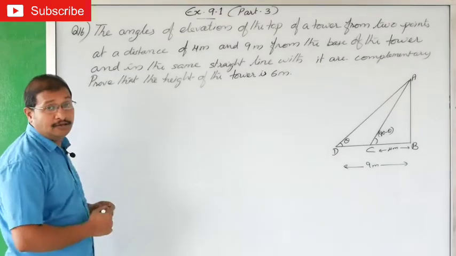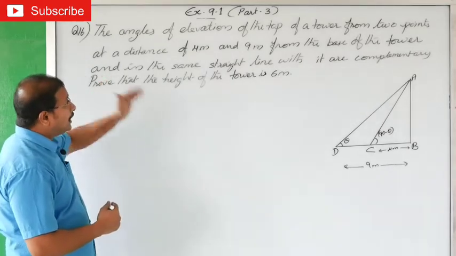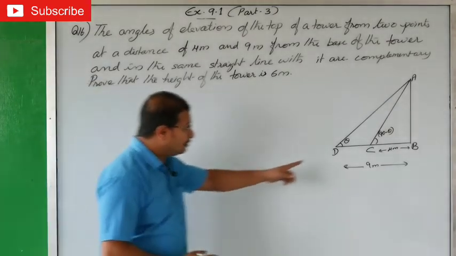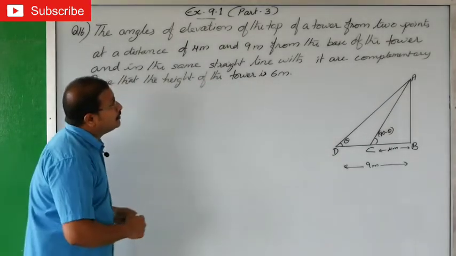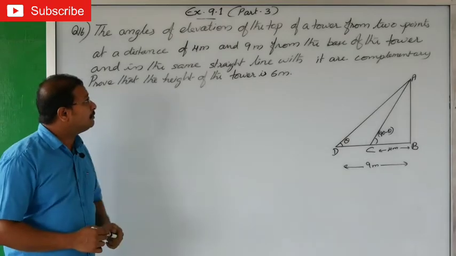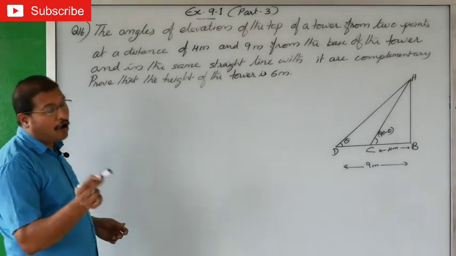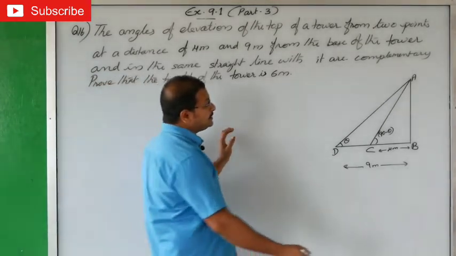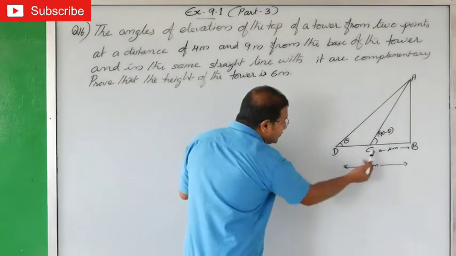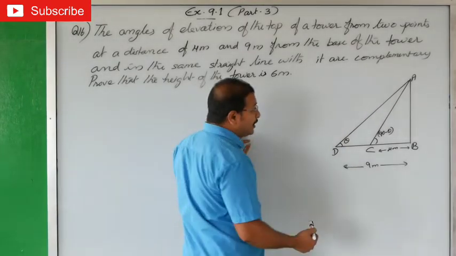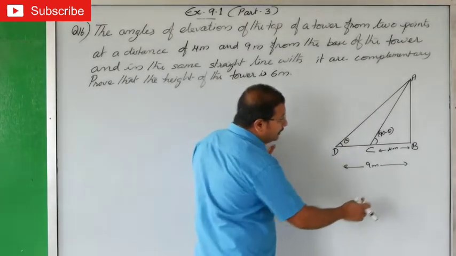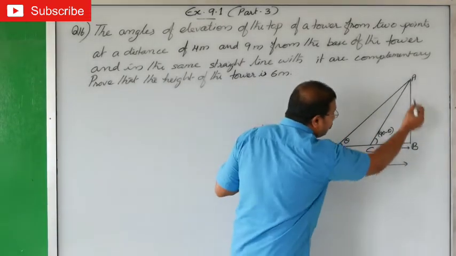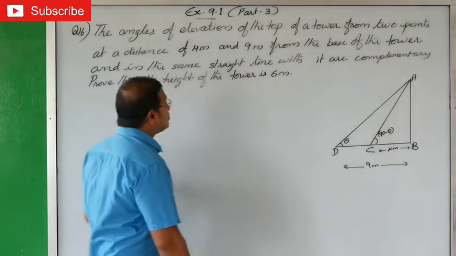Question number 16. I'll read the question once. The angle of elevation of the top of a tower from 2 points at a distance of 4 meter and 9 meter from the base of the tower and in the same straight line with it are complementary angles. Prove that the height of the tower is 6 meter. Means there is a tower AB and the points C and D. They have given the two distances, 4 and 9, and we want to prove that the height of the tower is 6 meter.